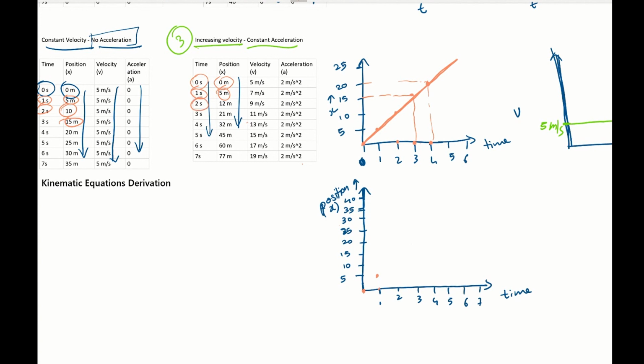So at 2 seconds we are at 12 meters, so let us say the 12 meter is somewhere over here. Yep, 12 meters. At 3 seconds you are at somewhere 21 meters. All right, so 21 is somewhere over here. It's definitely somewhere over here. At 4 seconds you are at 32 meters, which is right here.